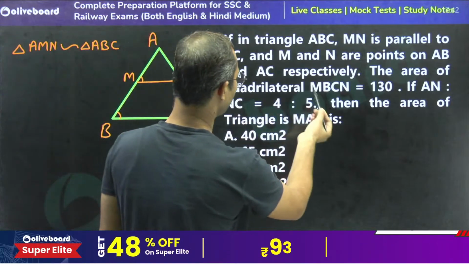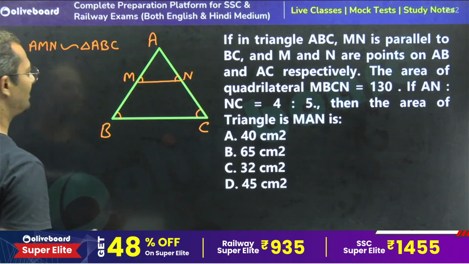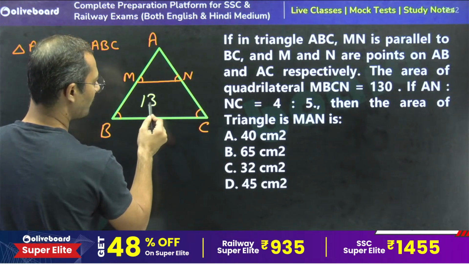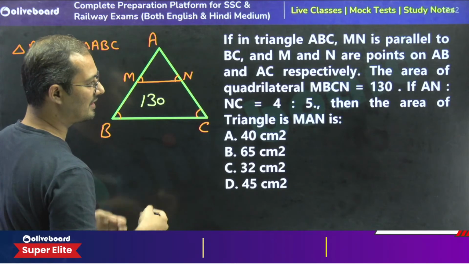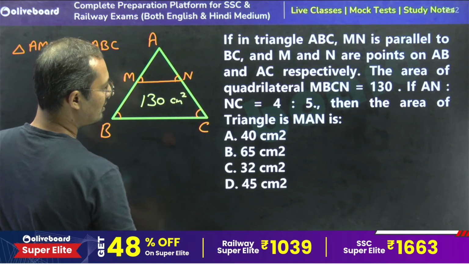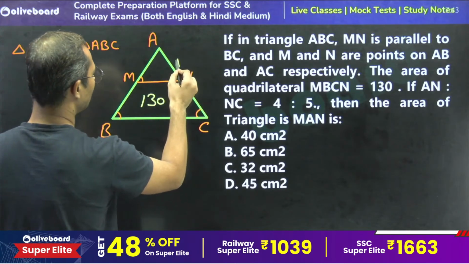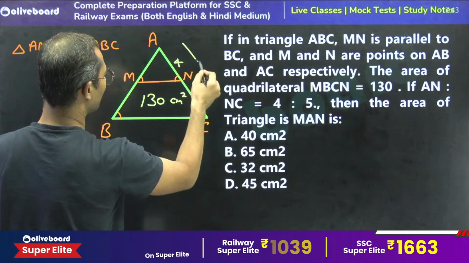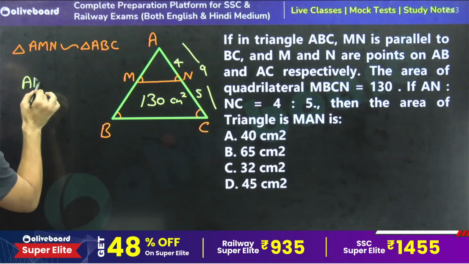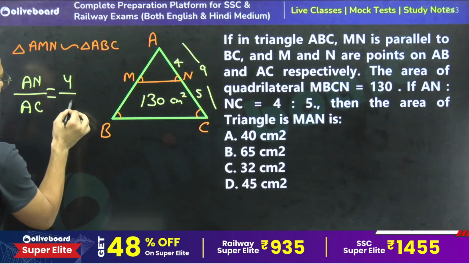The area of quadrilateral MBCN is equal to 130 centimeter square, right? See, we have AN is 4 and this is 5 units. So complete is 9 units. So we can say that the ratio of AN divided by AC is 4 by 9, right? 4 by 9.